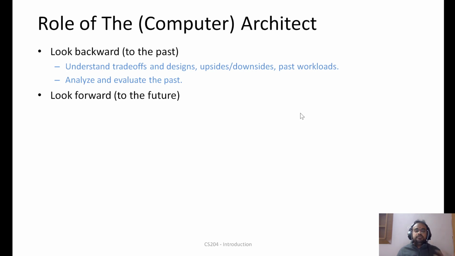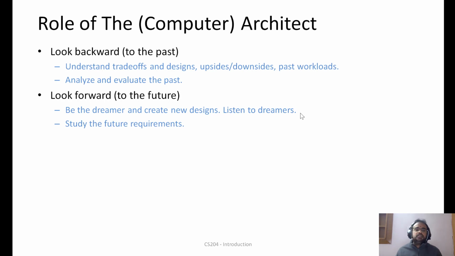Looking forward into the future means trying to imagine what applications or programs users will be running, let's say 5 or 10 years down the lane, or even 50 years down the lane. Now, what is the computing capability requirement for such applications? So our current day hardware needs to be tailored towards those applications. Be a dreamer.